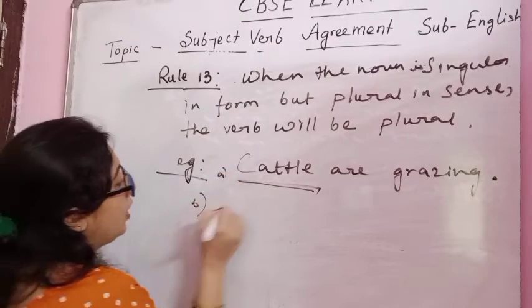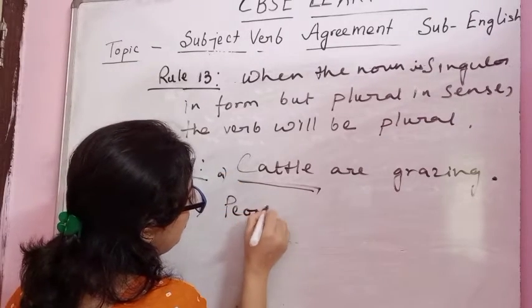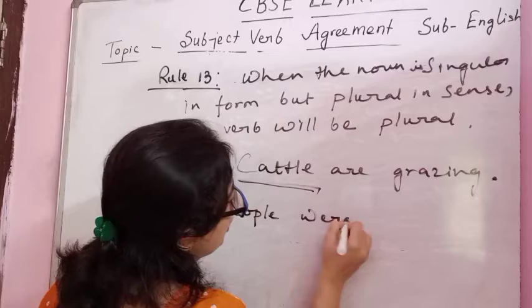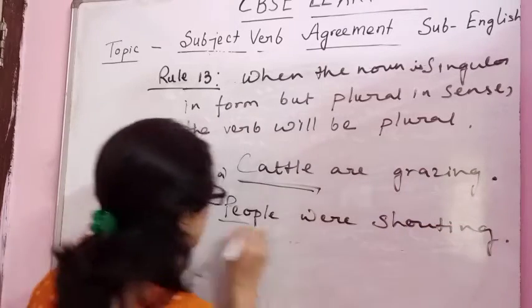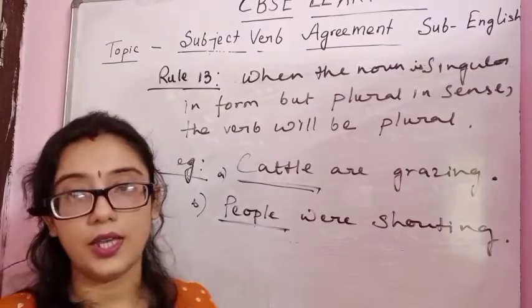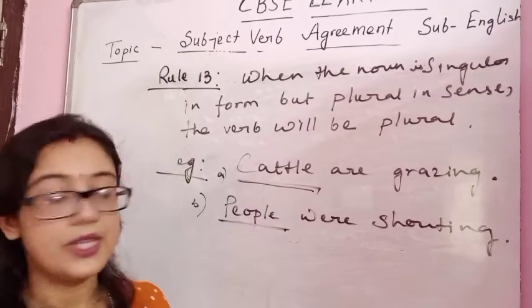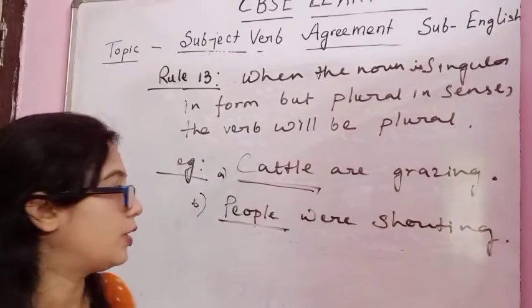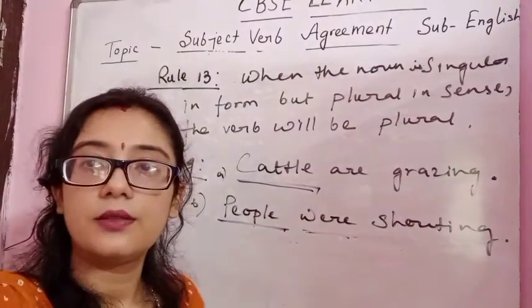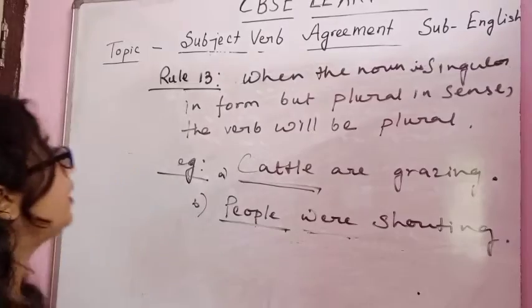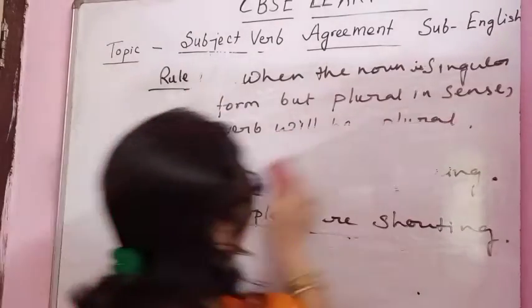Number B, people were shouting. See this one: people is singular in form but plural in number. So we are using the plural verb. Okay. Next is rule number 14. So what is rule number 14?